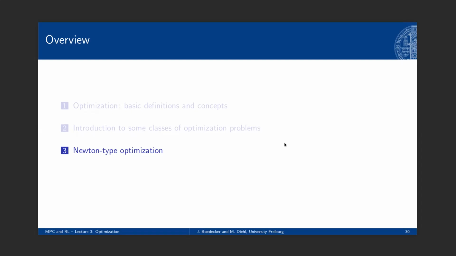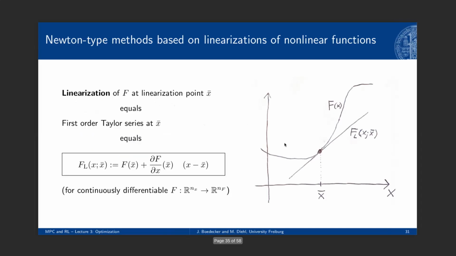And I want to comment on Newton type optimization algorithms. There's one notion that will be used throughout, and I think it's useful to have this abbreviation available. Newton type methods are always based on linearizations of nonlinear functions. This concept of a linearization is absolutely crucial for everything that you do with Newton's methods and its variants. If you have a function f, the nonlinear one, and you have a point x bar, then the linearization of your function at that point is the first order Taylor series, which you can write down like this.